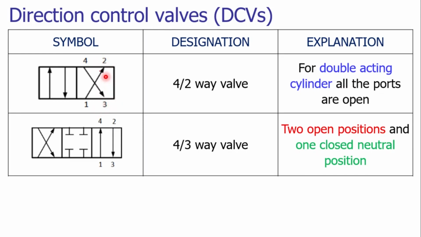So when we actuate this valve, the connections get reversed. So 1 is getting connected to 2 and 4 is connected to 3. In a similar way, we can also have a 4x3 way valve, which we have already seen in our previous slide. The designation can be seen on your screen. So there are 2 open positions and 1 closed neutral position.